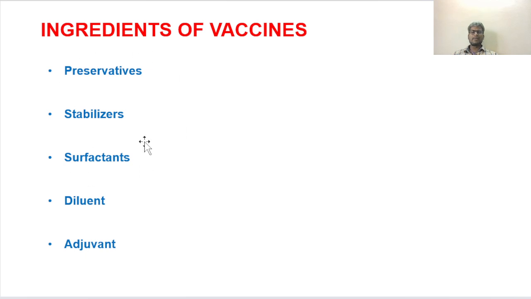During preservation or storage, the vaccine needs to remain effective without losing its properties. Hence we need to add preservatives, stabilizers, surfactants, diluents and adjuvants, without which we cannot store vaccines for a prolonged period.